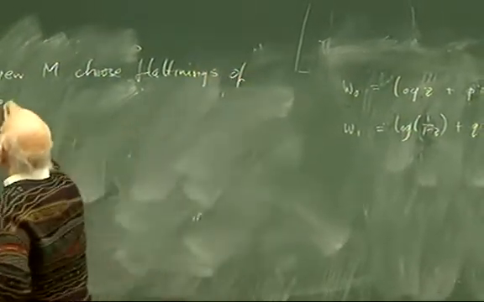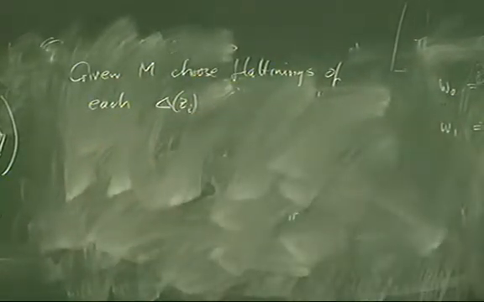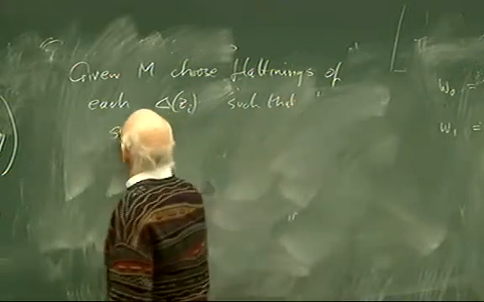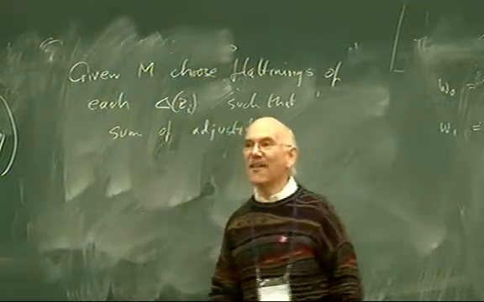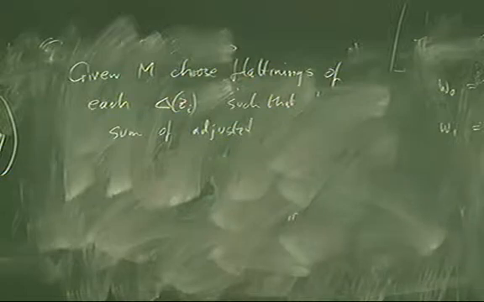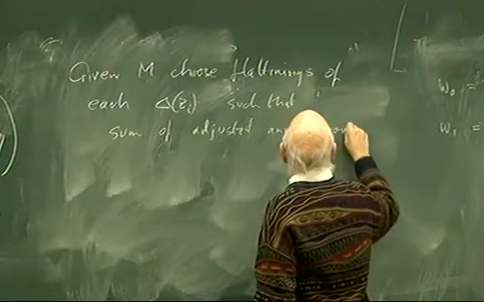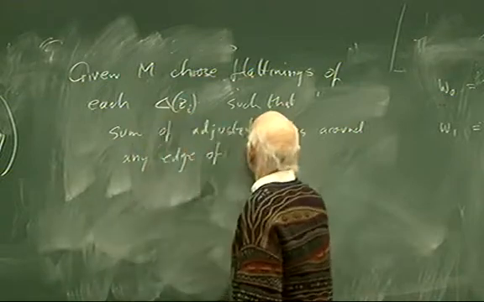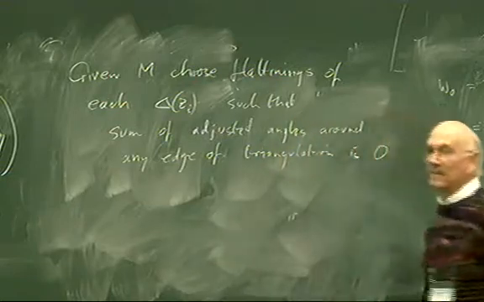of each delta zi. So we choose an element in this universal cover, if you want, such that the sum of adjusted angles, these angles now are real numbers rather than just angles in reals modulo 2 pi, the sum of adjusted angles around any edge of the triangulation is 0.